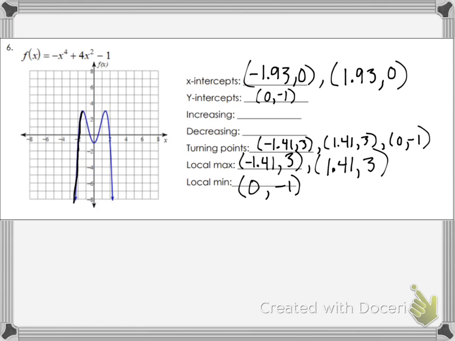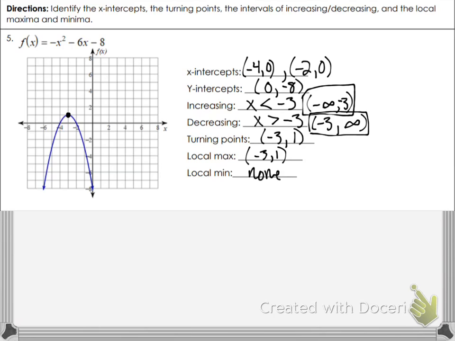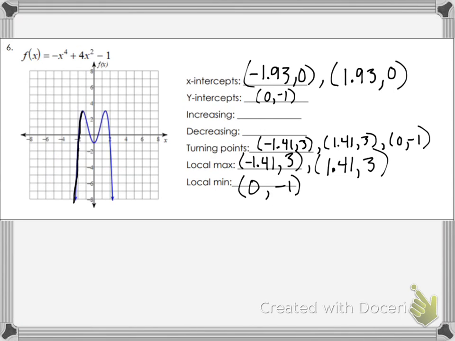No. So what would I put? Negative infinity, right? To the left, it's negative infinity. So it starts increasing from negative infinity all the way to what x value? What is the x value of this turning point right here, this maximum? Negative 1.41.